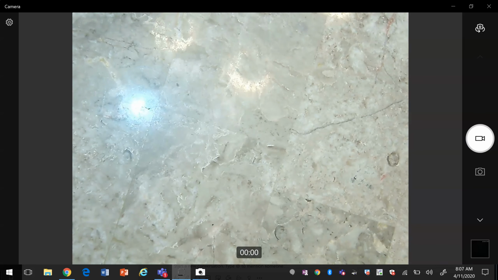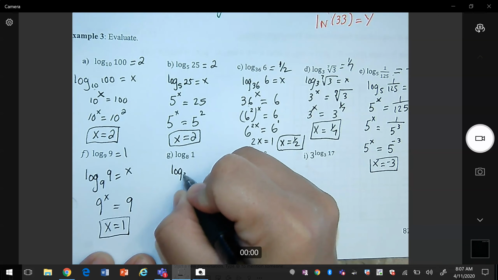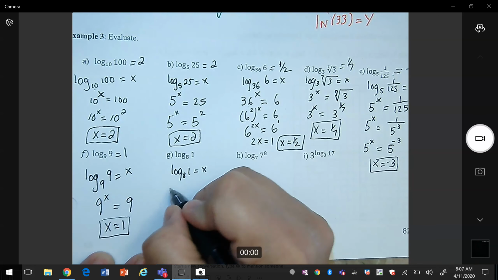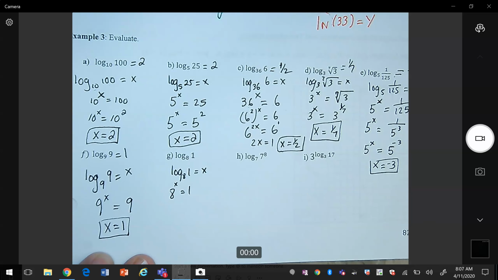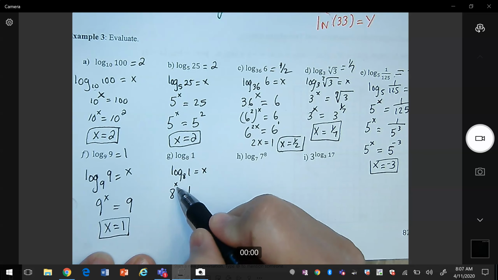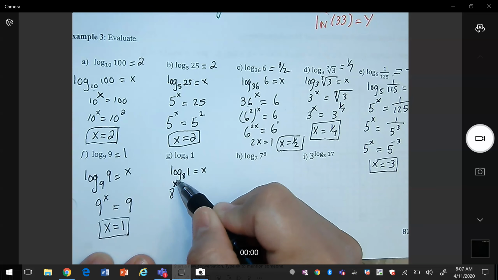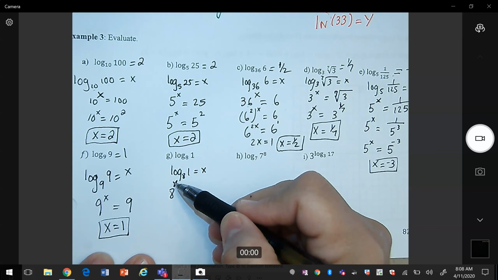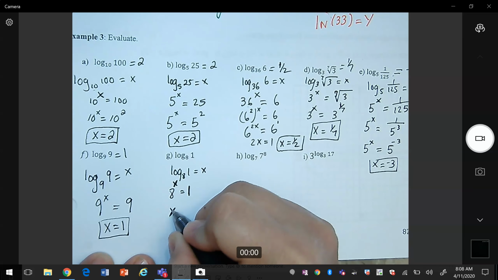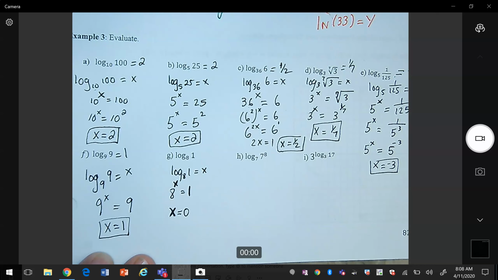Let's look at letter H or letter G. So we have log base 8 of 1 is equal to some number. I have 8 to the x is equal to 1. So if x is 1, that would be too big because that would give us 8. So it has to be less than 1. But what number would always give us a 1 if it's an exponent? And so this is actually a rule. So in this case, x has to be 0. A to the 0 power is equal to 1.